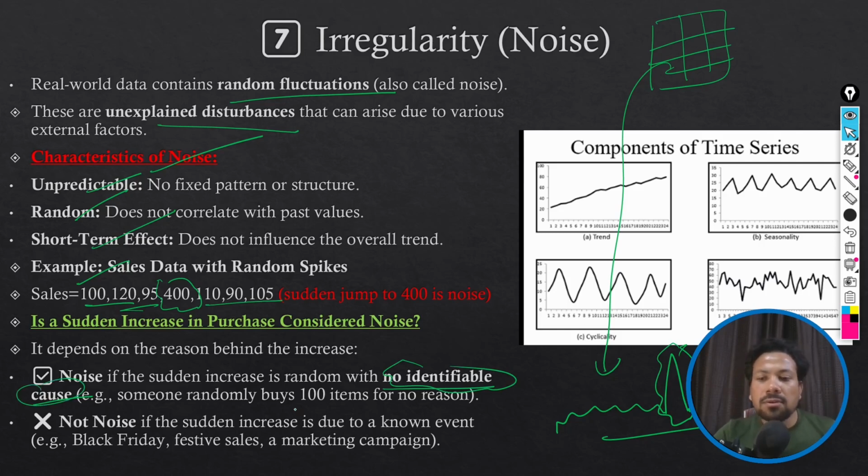But we cannot call any observation noise just because it is different from all the other observations if we have reasons to support it. For example, if you have a marketing campaign and you give your customers a huge amount of discount, then definitely your sales will be higher. Here you have a reason to support your higher sales pattern. So if you have a reason, then you cannot call it pure noise. Okay, I think you are getting my point.